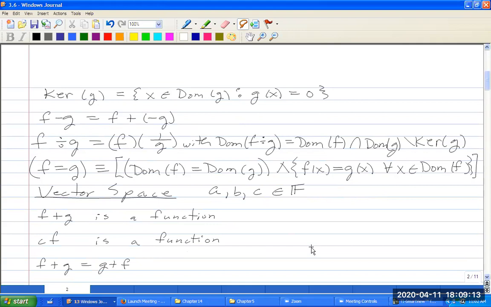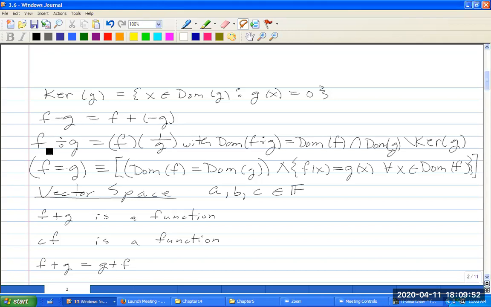I'll define F minus G as F plus the additive inverse of G. I'll define F divided by G as F times the multiplicative inverse of G, where just to be sure that it makes more sense, I'll say that the domain of F divided by G is the domain of F intersect the domain of G, take away the kernel of G.